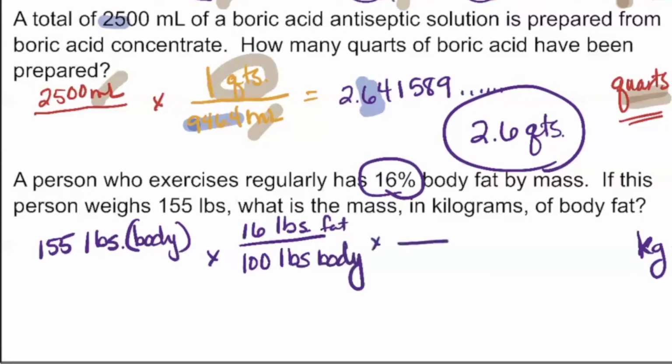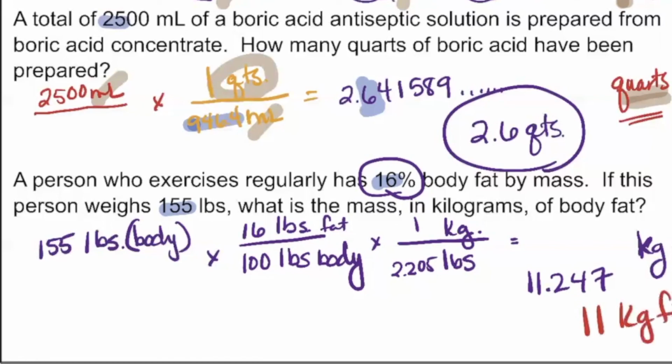And if we want to convert now to kilograms, we're going to put pounds in the denominator and kilograms in the numerator. And our conversion factor for that would be, for every 1 kilogram, it's 2.205 pounds. And so if I do that math out, the answer to this problem would be 11.247 kilograms of fat. And if we talk about the correct number of sig figs, we have 2 here and 3 here and 4 in our kilogram to pound conversion factor. And so we're going to report that in 2 significant figures. And so my answer would be 11 kilograms of fat. And that's my final answer.